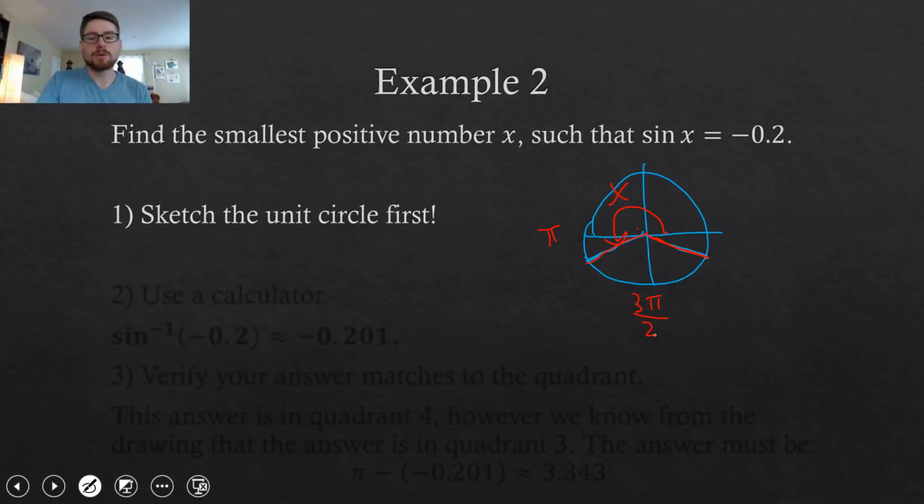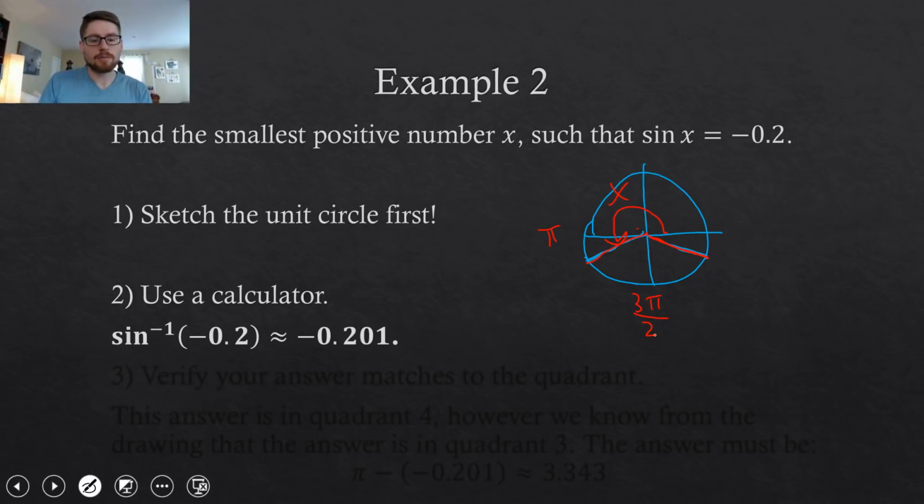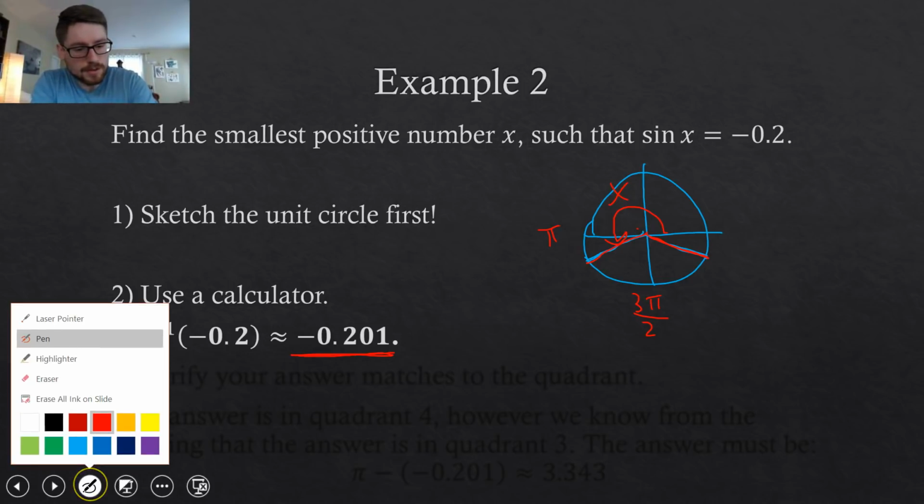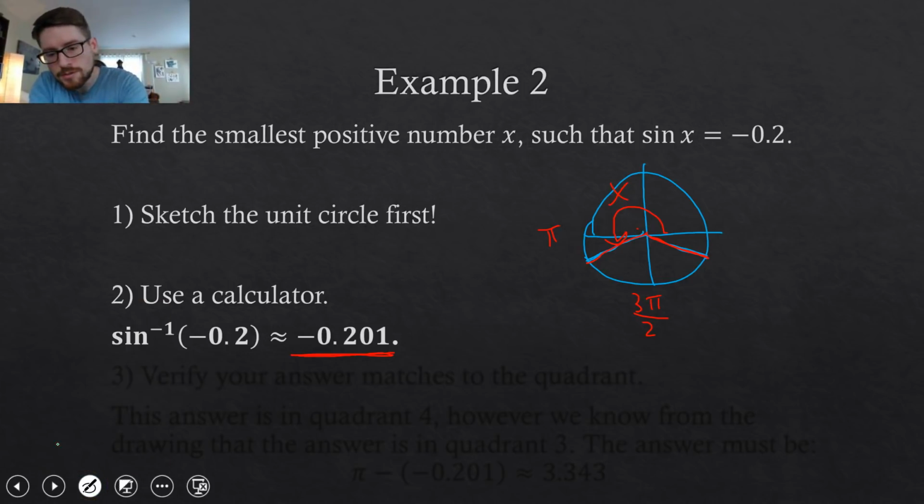Okay, next we'll use a calculator. Sine inverse of negative 0.2 is the angle between negative pi over 2 and pi over 2, where the sine is negative 0.2. So that negative angle, that negative 0.201, I'm going to label this, that's referring to this angle right here. That's negative 0.201 radians, okay?